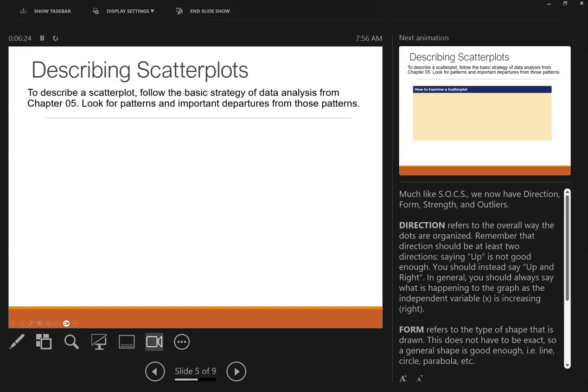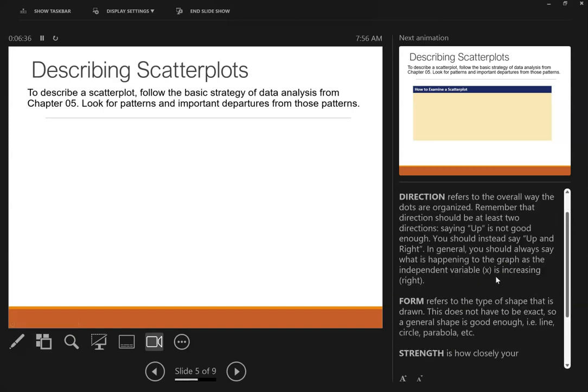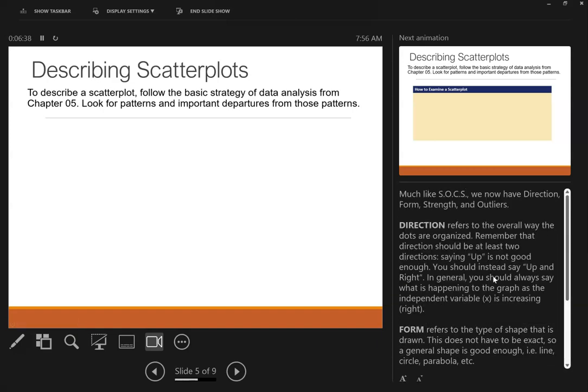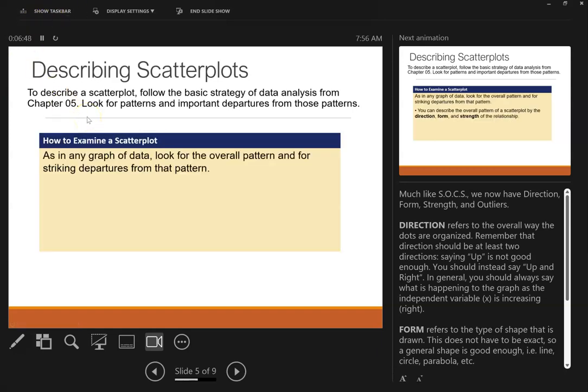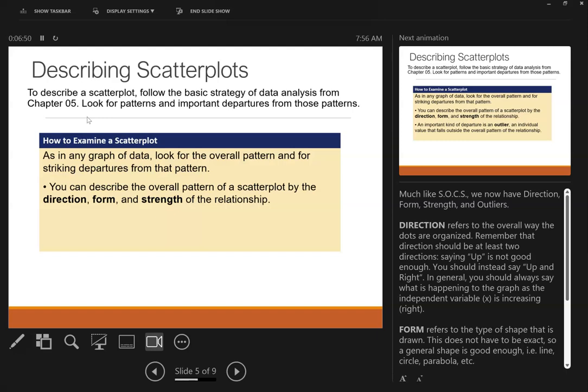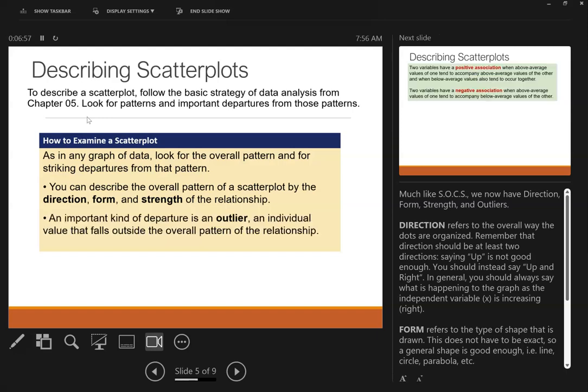So when we look at a scatter plot, we're going to be looking at four potential things. I'm going to be looking first at the direction, and then the form, and the strength of the relationship, and then as well any potential outliers.